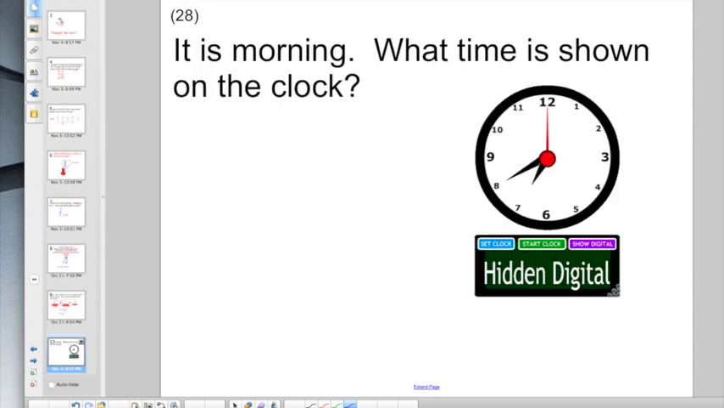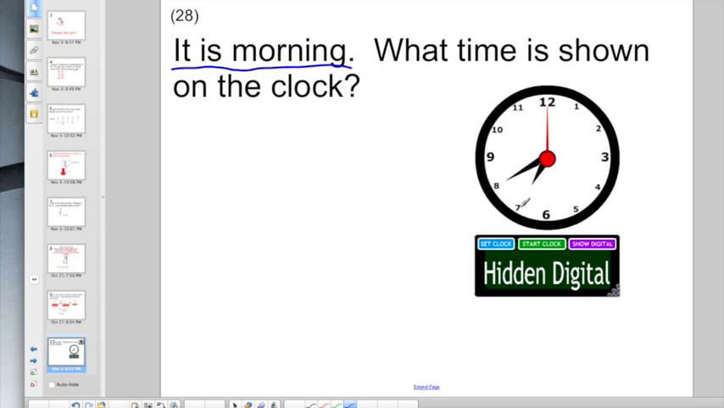Take a look here. It is morning. What time is it shown on the clock? And you got to make sure, because it's telling you it is morning, make sure you label it AM or PM.